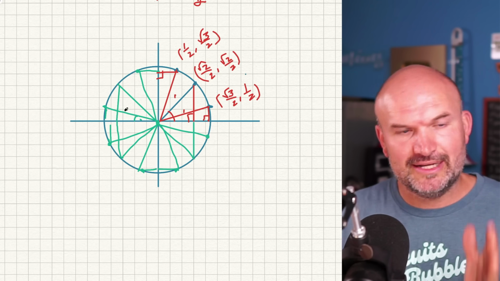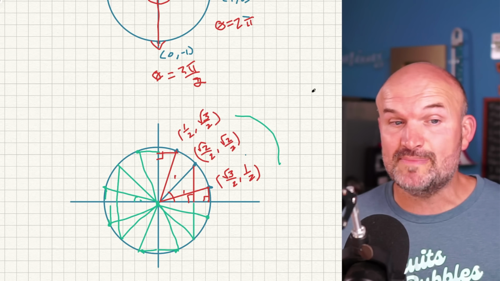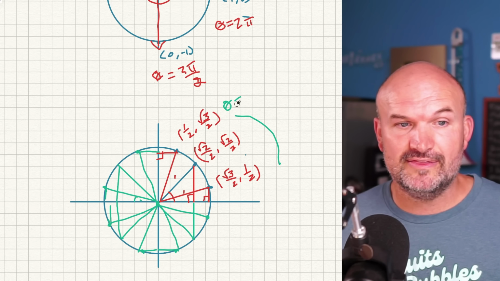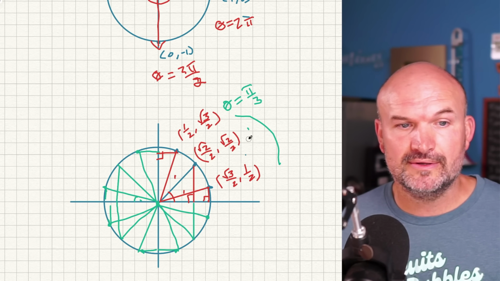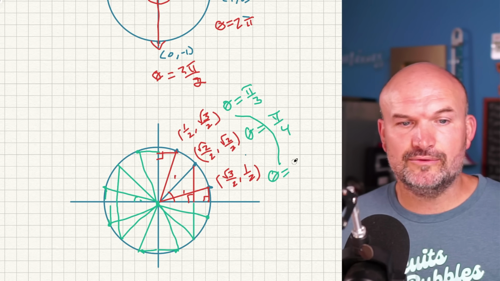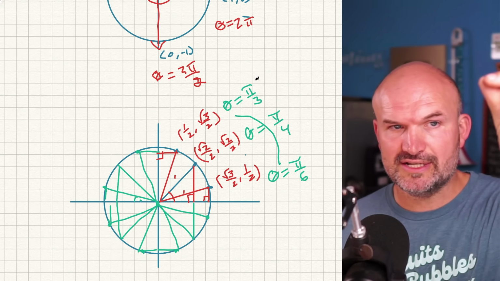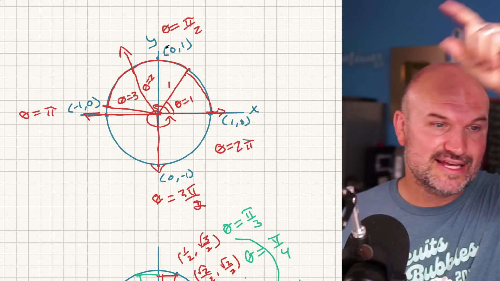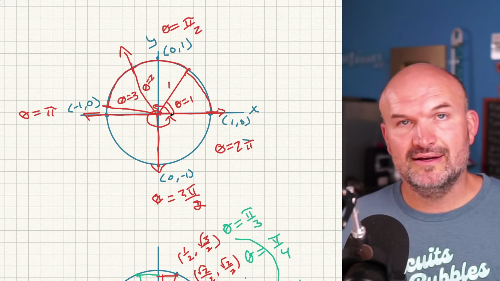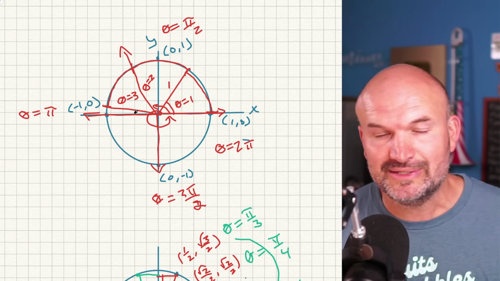So, ladies and gentlemen, if you can just focus on knowing these 3 points and the angles that they correspond to, which again is going to be theta equals pi over 3, theta equals pi over 4, and theta equals pi over 6, 30 degrees, 45 degrees, 60 degrees, as well as these coordinate points, then that is all you need to know to be able to evaluate the unit circle.